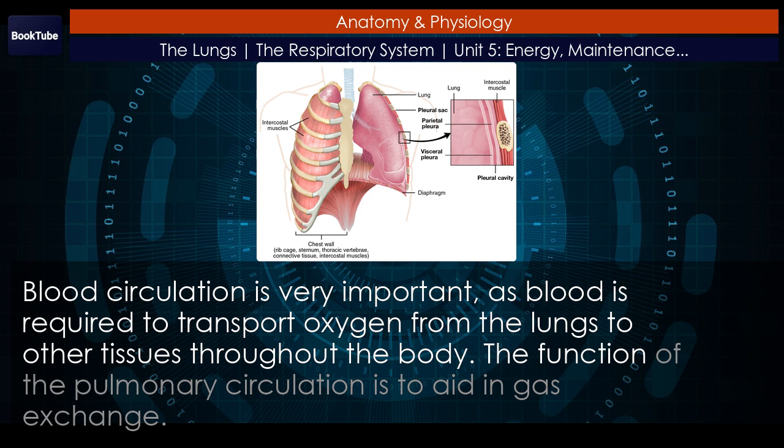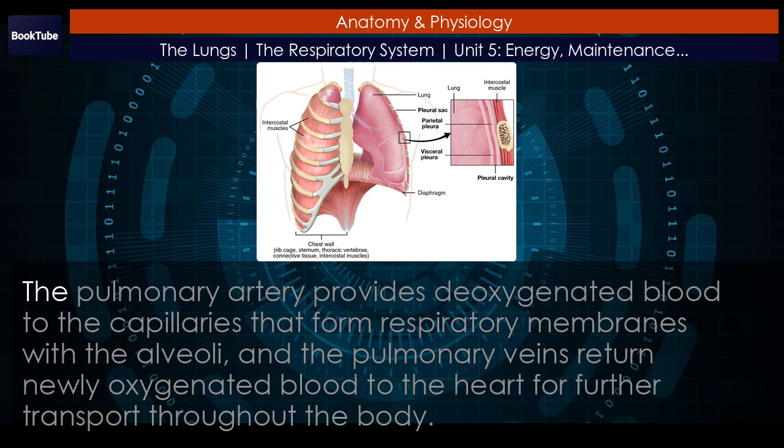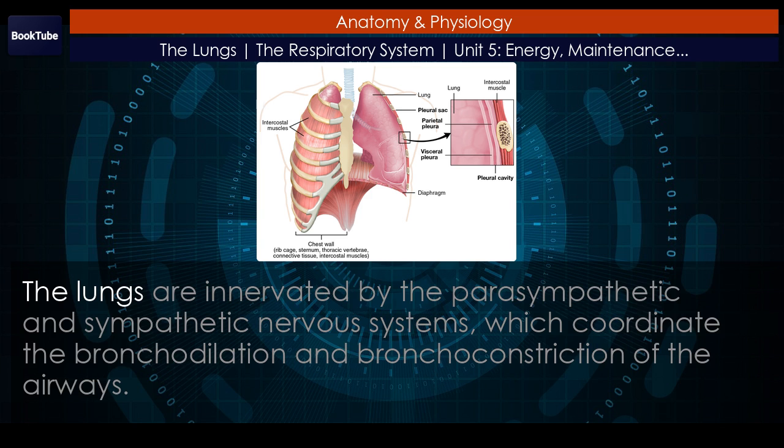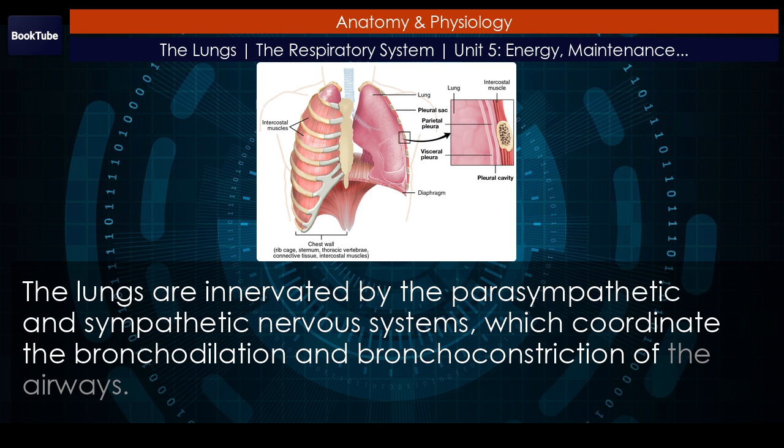The function of the pulmonary circulation is to aid in gas exchange. The pulmonary artery provides deoxygenated blood to the capillaries that form respiratory membranes, with the alveoli, and the pulmonary veins return newly oxygenated blood to the heart for further transport throughout the body. The lungs are innervated by the parasympathetic and sympathetic nervous systems, which coordinate the bronchodilation and bronchoconstriction of the airways.